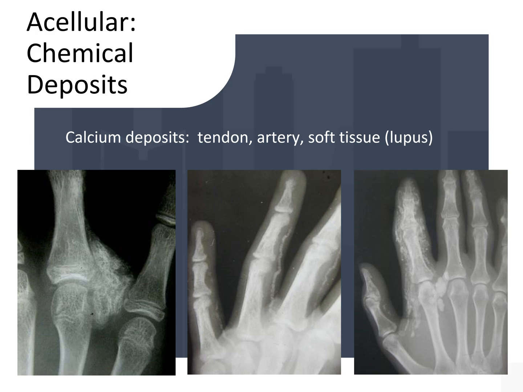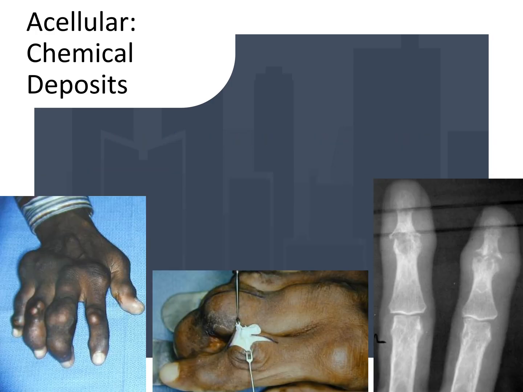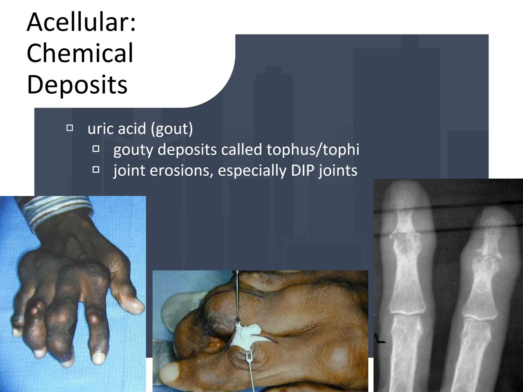Or these can be from external injections, things like paint injections. If they're specific types of paint, they will show up on x-ray. And these can be pretty impressive when you look at them. Gout specifically can give you an appearance here like you see on the bottom right, and these are uric acid depositions. And what we call these are gouty tophus, or tophi is the plural of that. And these can cause joint erosions, especially around the DIP.